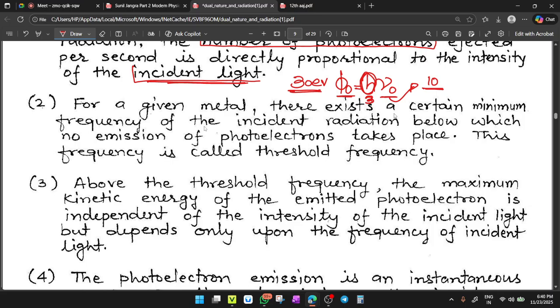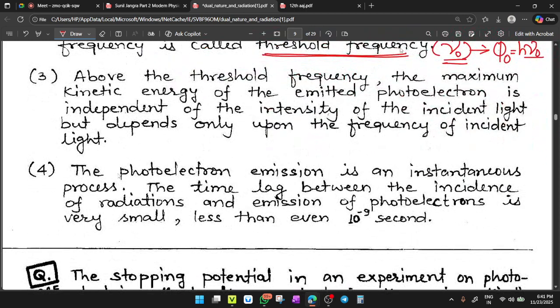So for a given metal, there exists a minimum frequency of the incident radiation below which no emission of the photoelectron takes place. This frequency is called threshold frequency and denoted by nu naught. The energy corresponding to this frequency is called work function, and this is given by h nu naught. Above the threshold frequency, the maximum kinetic energy of the emitted photoelectron is independent of the intensity of the incident light but depends upon the frequency of the incident light.